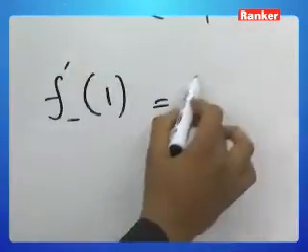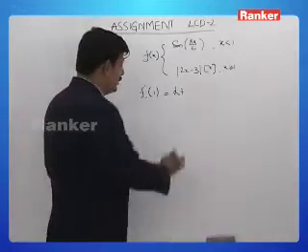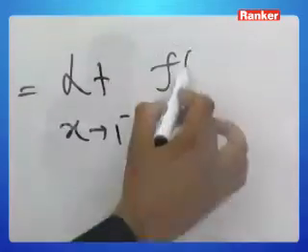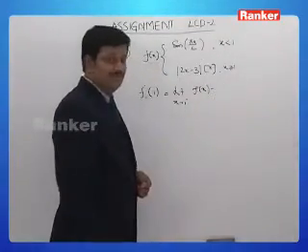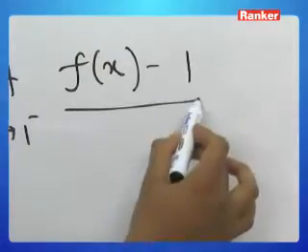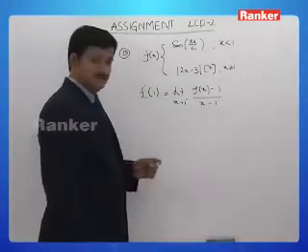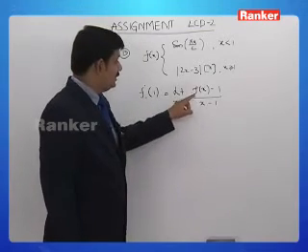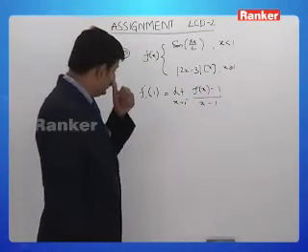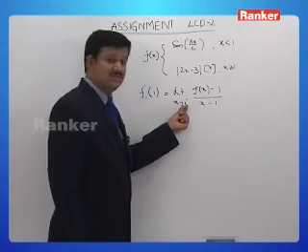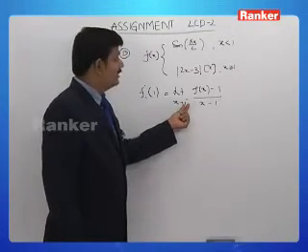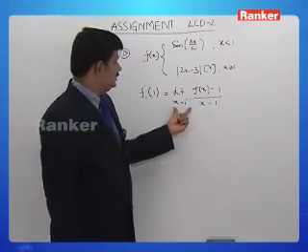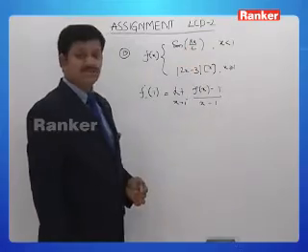and left hand derivative at 1 is given by limit x tending to 1 minus f of x minus f of 1. F of 1 we have seen it is equal to 1, divided by x minus 1. So, left hand derivative f dash of 1 minus is given by limit x tending to 1 minus f of x minus 1 divided by x minus 1. As x tends to 1 minus, x is slightly less than 1, and when x is slightly less than 1, f of x is given by sin pi x by 2.